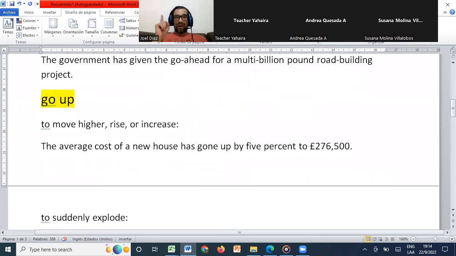Now let's go with go up, the question that Andrea was asking. Well, go up is to move higher, rise, or increase. For example, the average cost of a new house has gone up by 5% to 276,500 pounds. In this case, it's when it's rising up.